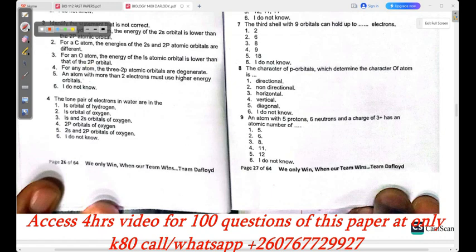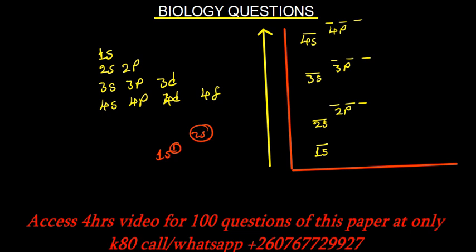Then 4 is saying, for any atom, the three 2p atomic orbitals are degenerate. So they are degenerate. You can see that each shell here has got the 2p orbital. So degenerate, this has to do with any atom can take up any of these atomic orbitals as long as it's in the 2p.